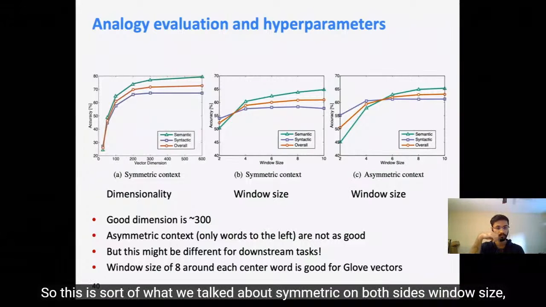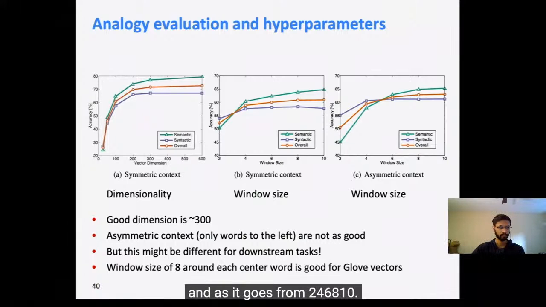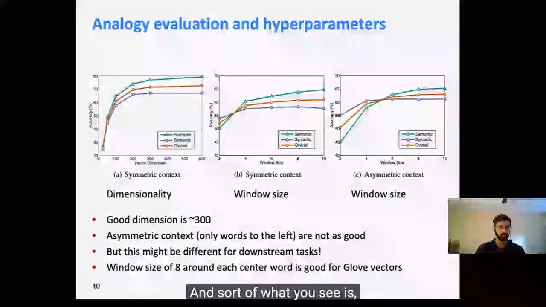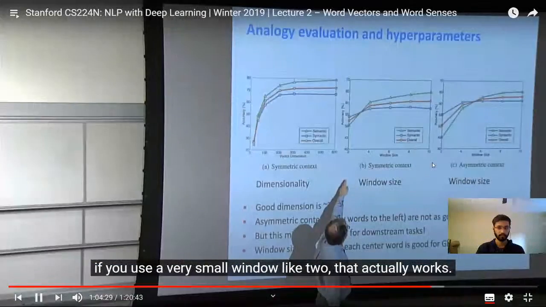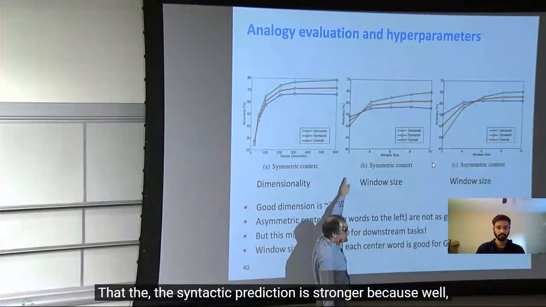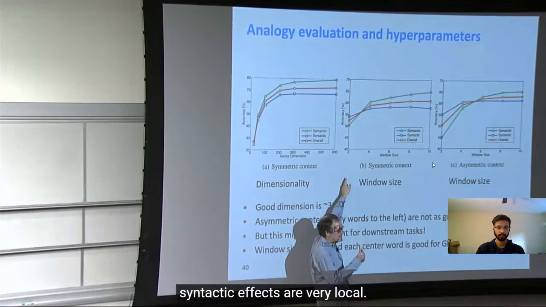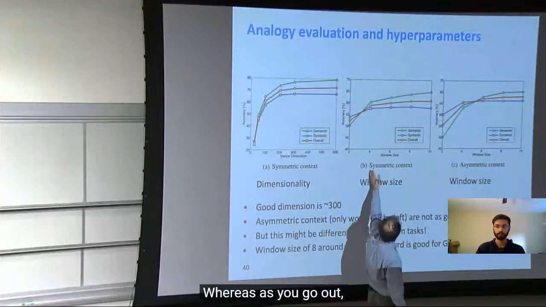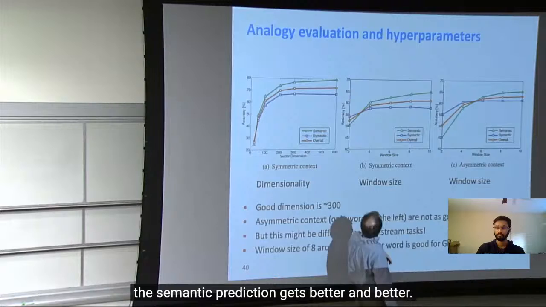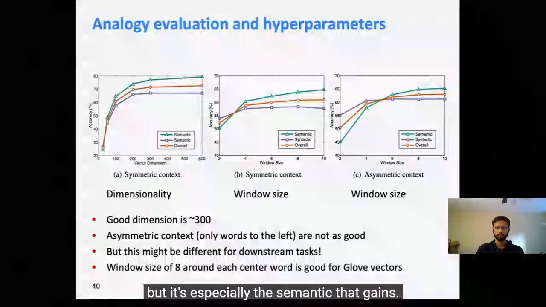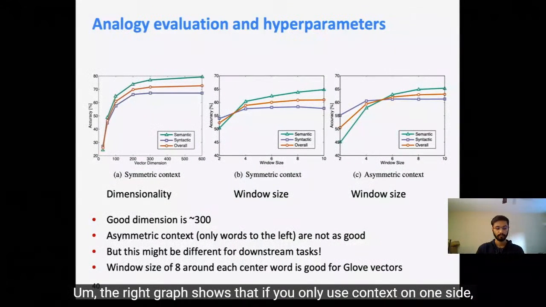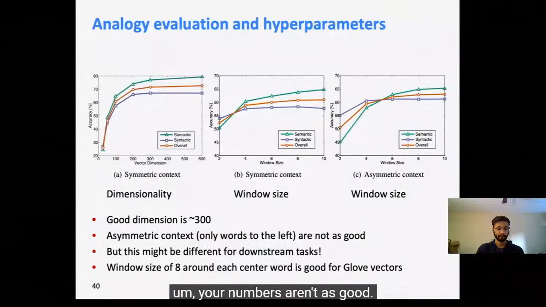This one's showing what window size. This is what we talked about, symmetric on both sides window size, going from 2, 4, 6, 8, 10. What you see is if you use a very small window like 2, the syntactic prediction is stronger because a lot of syntactic effects are very local, whereas as you go out, the semantic prediction gets better and better. Actually, the syntactic gets a bit better as well, but it's especially the semantic that gains. The right graph shows that if you only use context on one side, your numbers aren't as good.